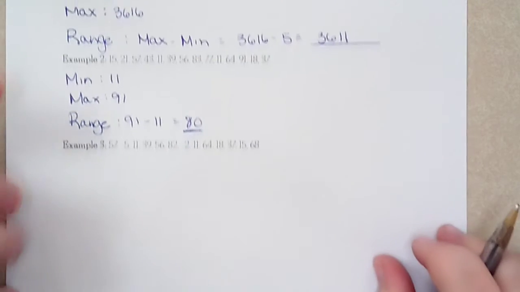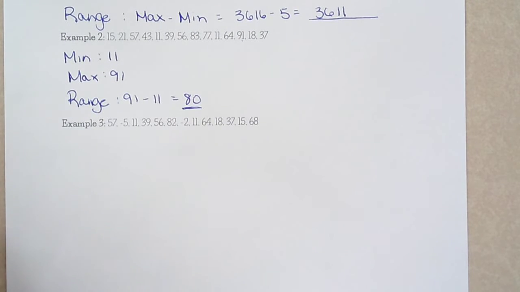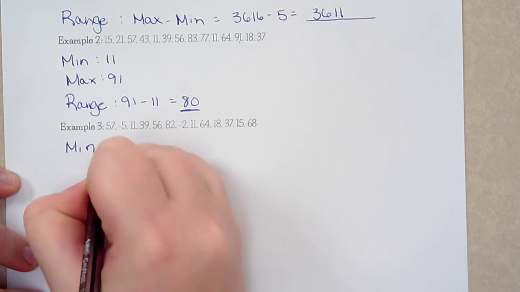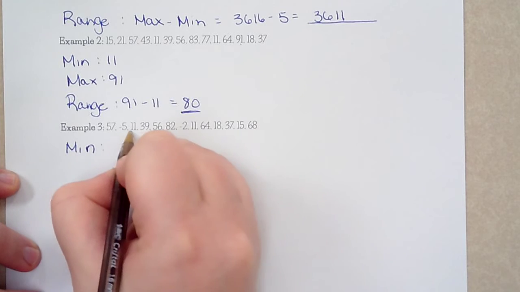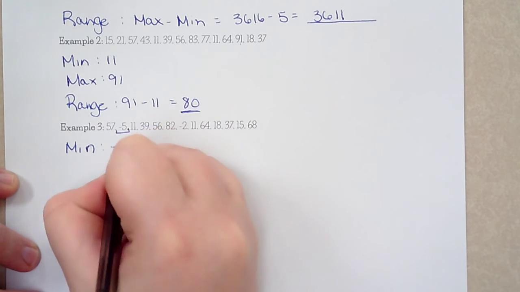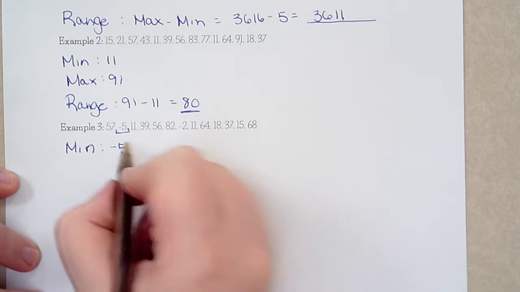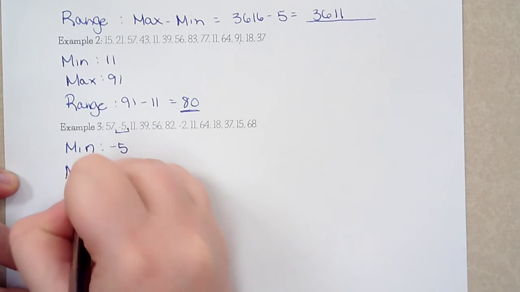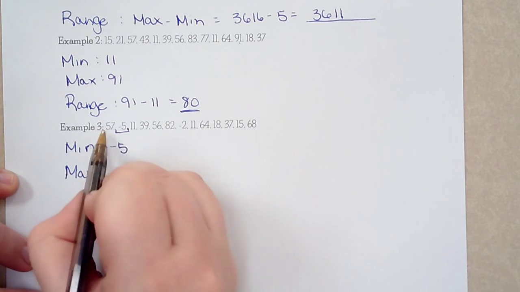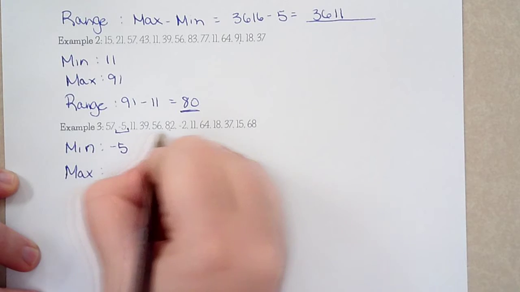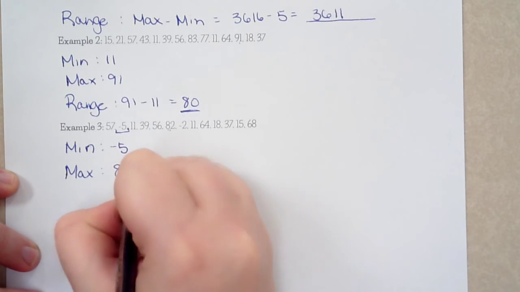You can see range is pretty easy, but you do have to be a little bit careful, because if we have negative numbers, our range can be tricky. So when I do min for this set of data, I see that my minimum most number is a -5. That is the smallest possible number in this data set. My maximum then, when I look through here, is probably going to be this 82. I don't see anything higher.